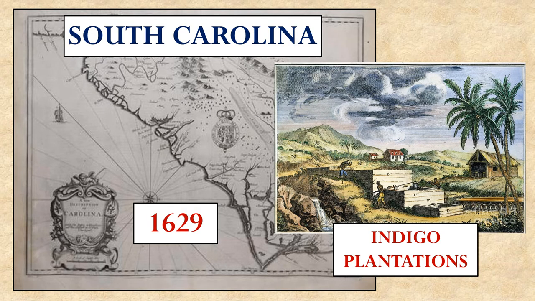To the south, the Carolinas were also set aside for colonization. In 1629 is when the British laid claim to them, although it would be many years, not until the 1650s, that permanent settlements were set up. To begin with, South Carolina was primarily a place to raise indigo. It was a crop that was used to dye clothing blue. Later on, rice production would be important. Then eventually, cotton would become king in this area. But to begin with, the Carolinas was a place for indigo plantations.